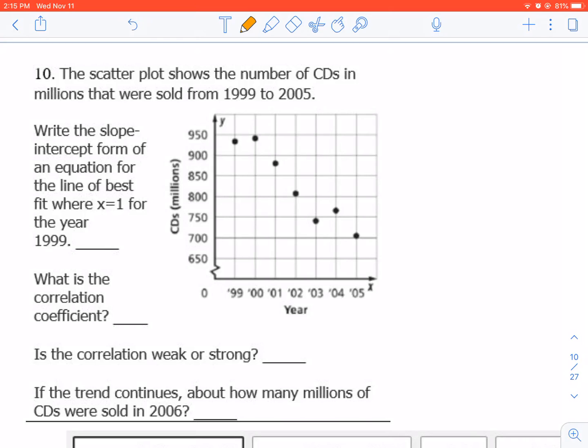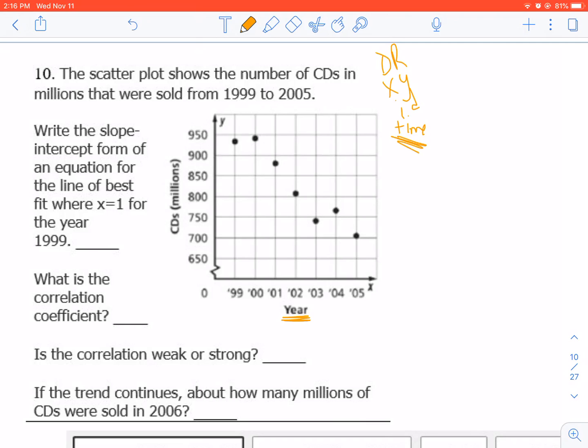And so those dates are down here at the bottom of our graph on our x-axis. So here we see an example of time being our x-axis.